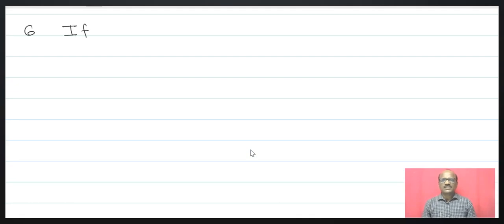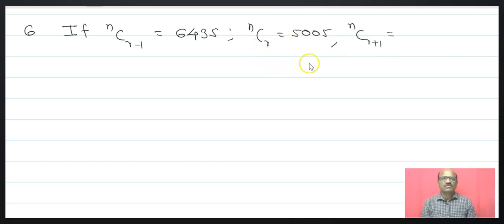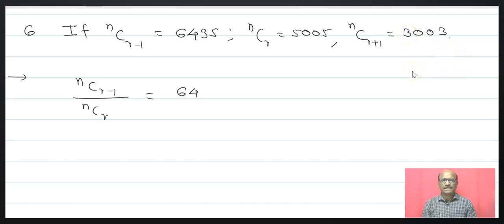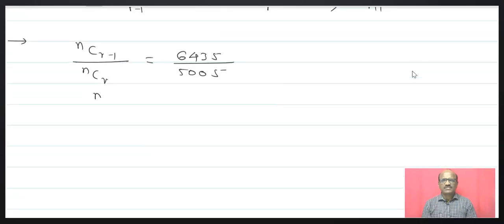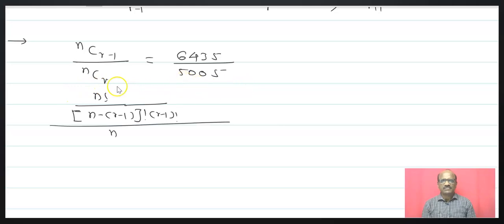Now the problem number 6. If nCr minus 1 is equal to 6435, nCr is equal to 5005, then find also that nCr plus 1 is equal to 3003. These values we have given, that is nCr minus 1 upon nCr, that is 6435 upon 5005. Now evaluate this.